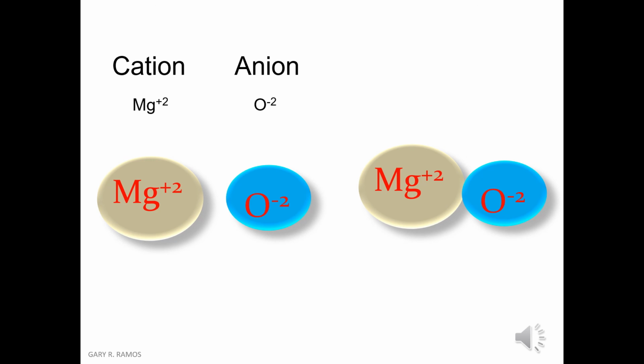Since the magnesium becomes Mg positive 2 and oxygen becomes O negative 2, the law of attraction applies here. So the magnesium and oxygen ions will combine, forming an ionic bond.